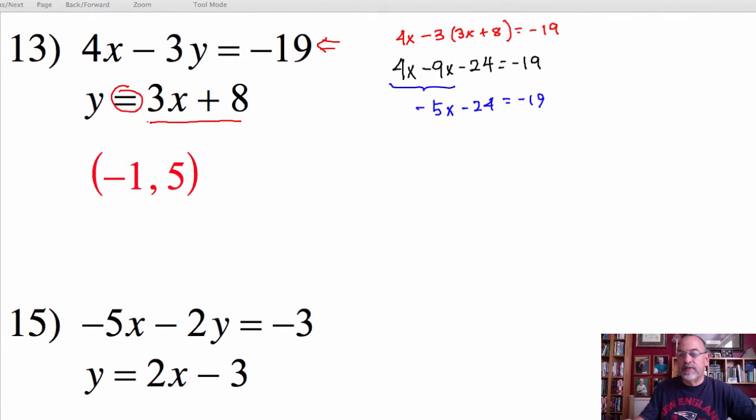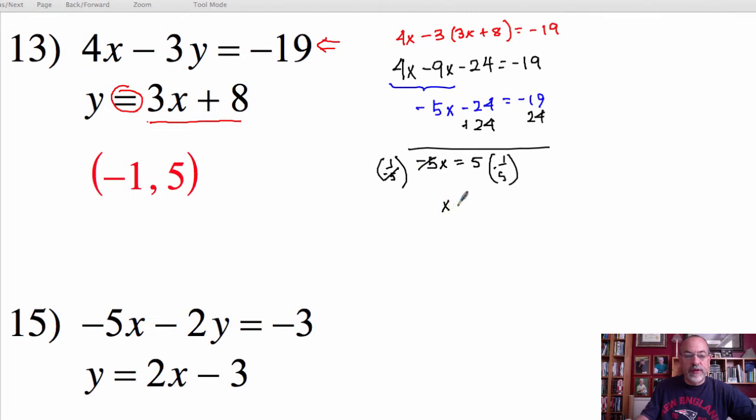Both sides have been simplified, so now I'm going to isolate the letter x by adding the opposite of those things that don't contain an x. So that gives me negative 5x. The 24 and negative 24 equals 0. And then this is going to be a 5. And then I'm going to multiply by the reciprocal, or divide by negative 5. So the negative 5 is reduced, leaving me x. This is a positive and a negative, so that gives me a negative 1. So the x value of my solution is a negative 1.